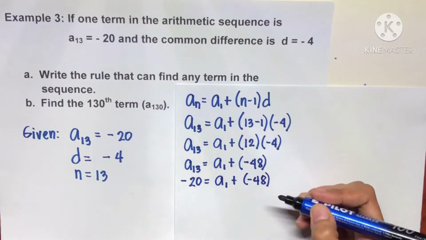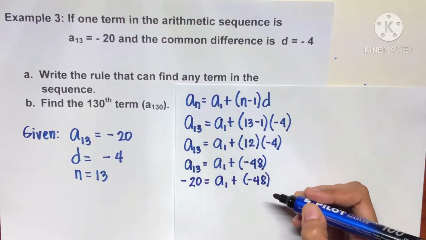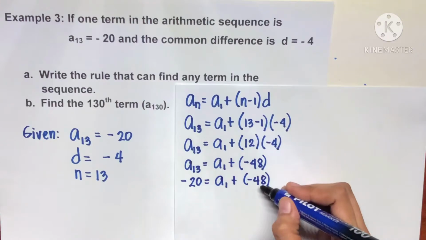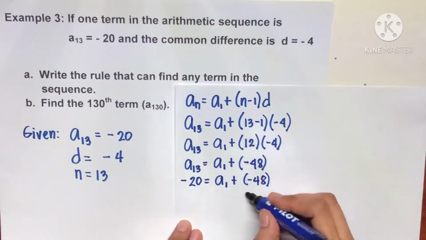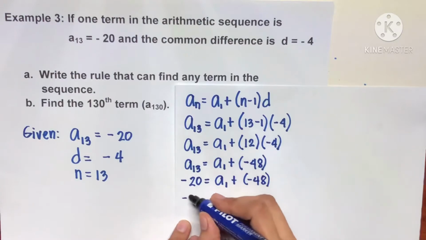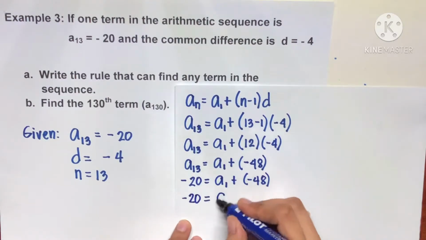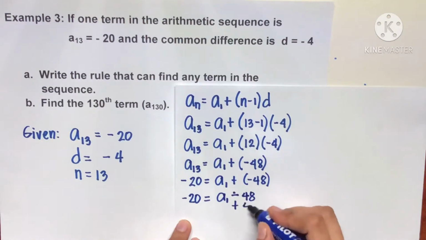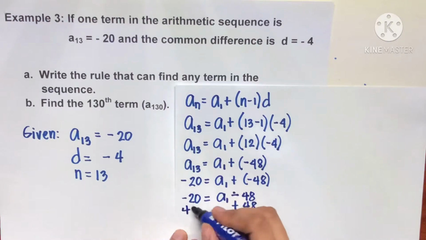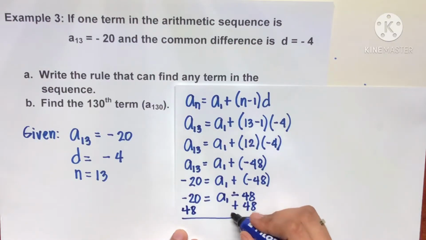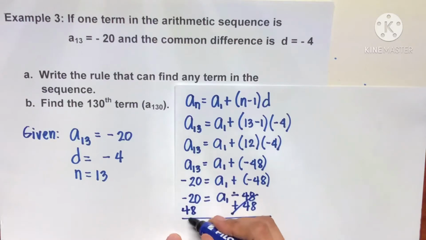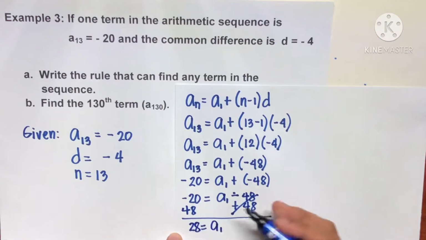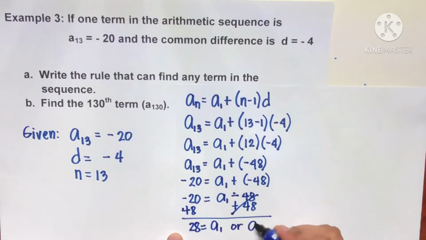So, using the addition property of equality, we will just add positive 48 to both sides. Okay, so we can rewrite this as negative 20 equals a sub 1 minus 48. So we will add 48 to both sides. So this will become 0. So negative 20 plus 48 is 28. So our first term is equal to 28. So a sub 1 is equal to 28.